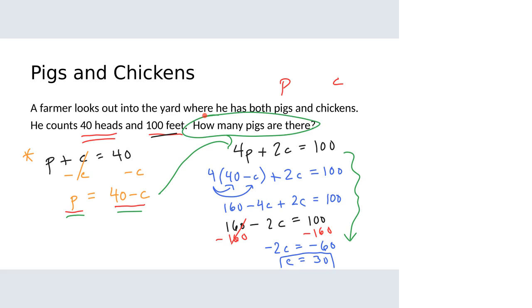Now this one, I can see if there's 30 chickens and there's 40 animals, then the number of pigs must be 10. We could use this equation if we wanted to. 40 minus 30 would give me the number of pigs, but this one, the numbers are so easy, we could kind of do it in our head. If there's 30 chickens, there must be 10 pigs. But make sure you give the answer that you were asked for. If it asked for pigs, make sure you respond with pigs.